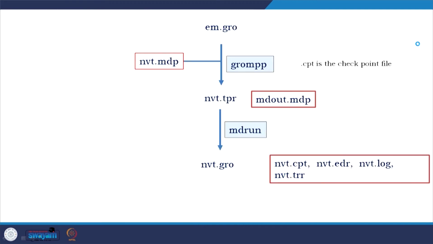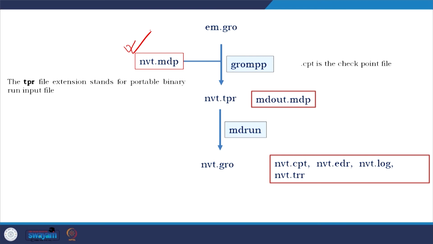What next? The equilibration. So, we get the minimized file em.gro, we again do the same thing by applying grompp, and we come to nvt.tpr. So, now what we are doing? We are doing NVT. If you remember, this is an ensemble. What we get after the md run is nvt.gro, which is the main file. Additional files are nvt.cpt, nvt.edr, nvt.log, nvt.trr.